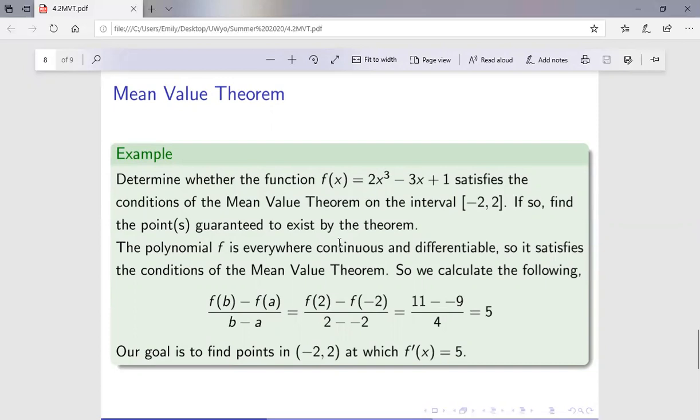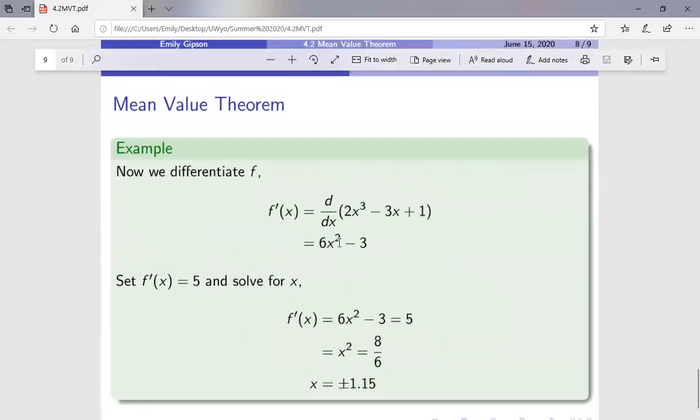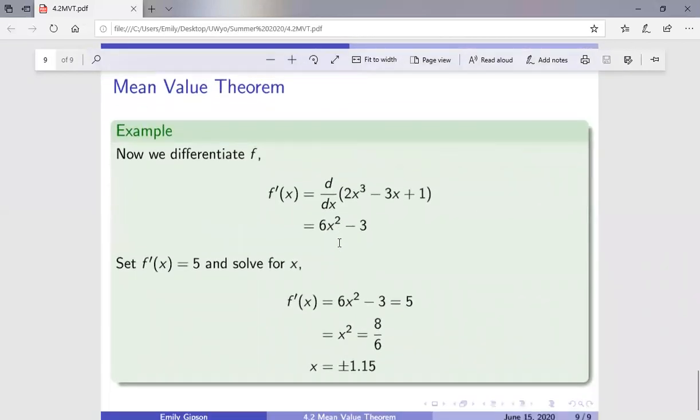Well, we just did Rolle's theorem, which was f prime of x equals 0, so I'm pretty sure we can figure this one out too. Now we differentiate. So f prime of x is d dx of 2x cubed minus 3x plus 1. That equals 6x squared minus 3. We set f prime of x equal to 5 and we solve for x. We do all this and we end up with plus or minus 1.15.